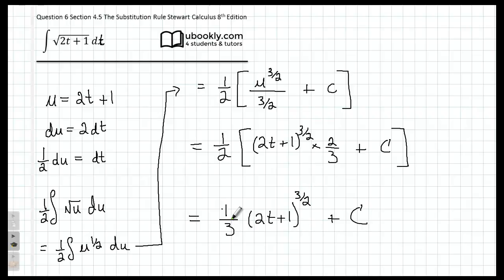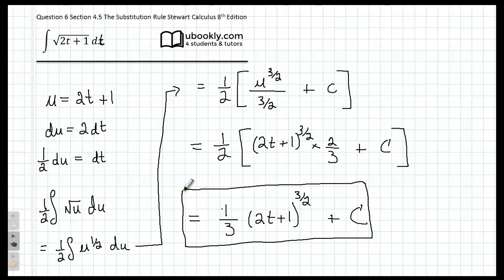Okay, so this 1/3 comes by multiplying this half by this 2 over 3. You'll get 2 over 6, which is 1 over 3. And that would be our final answer. Next question.